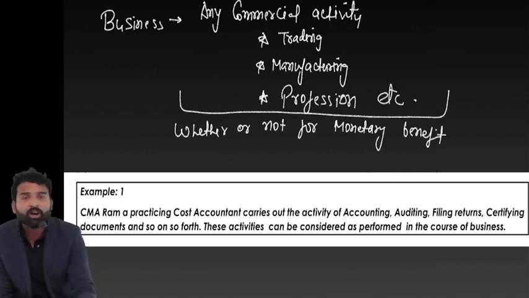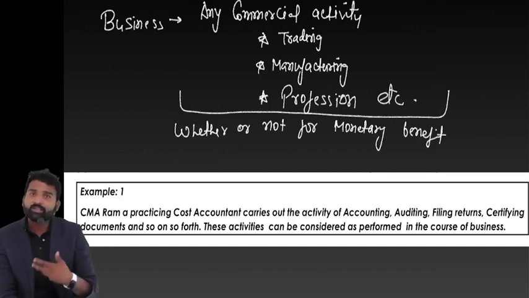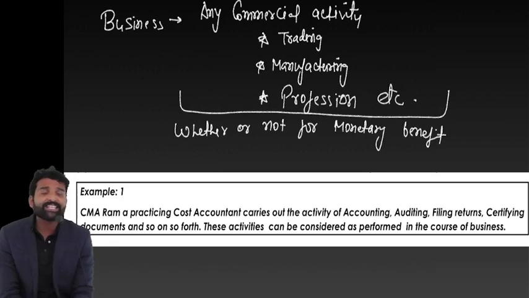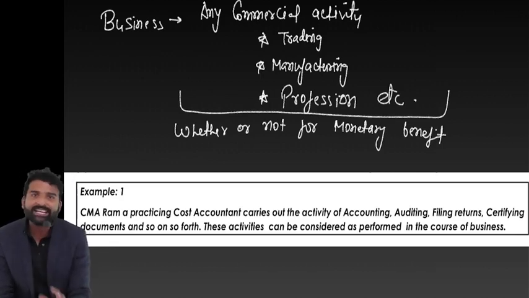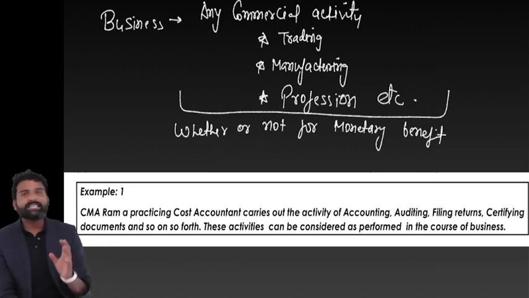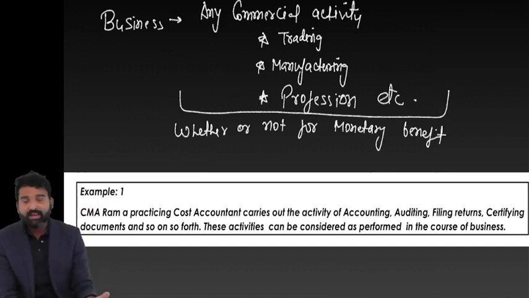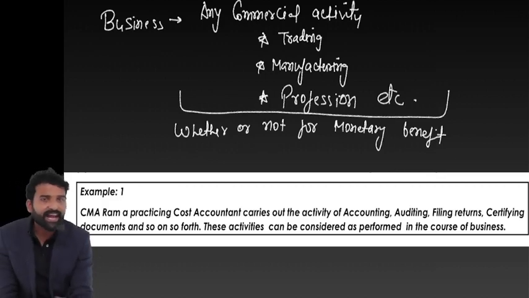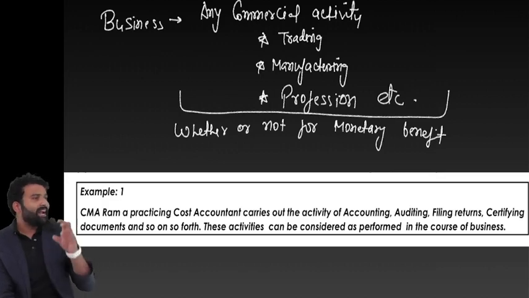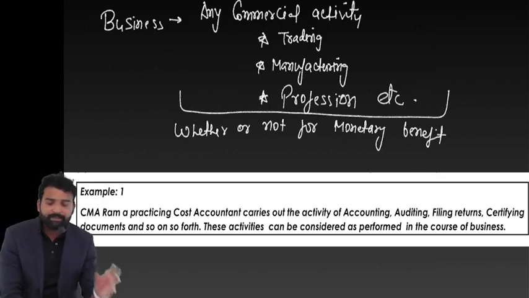When will GST not be applicable? When a person is selling his household items or his personal assets, then it is not a business transaction. GST will not be leviable. So for example, if I am selling my second-hand car and that car is not in the name of the business, it is my personal asset, then I don't have to pay GST on the sale of that car. Okay, so this is another important aspect, that there should be a business transaction.